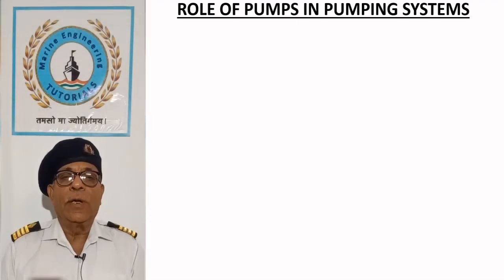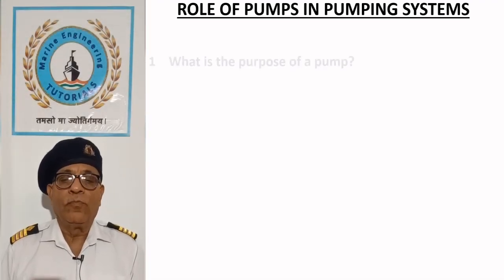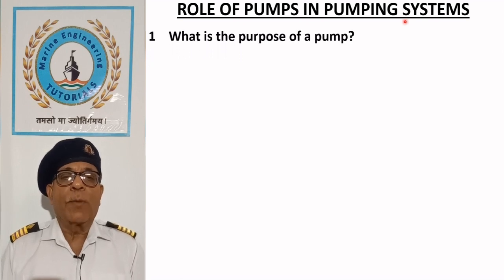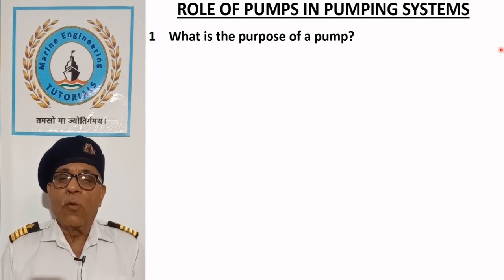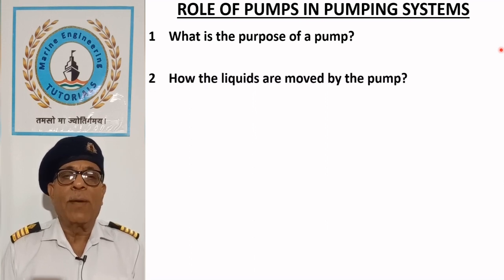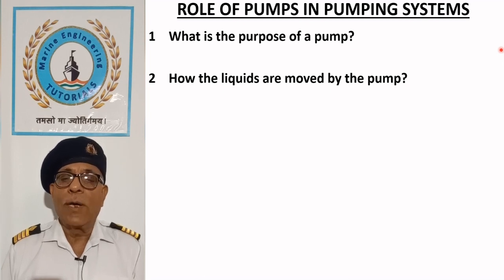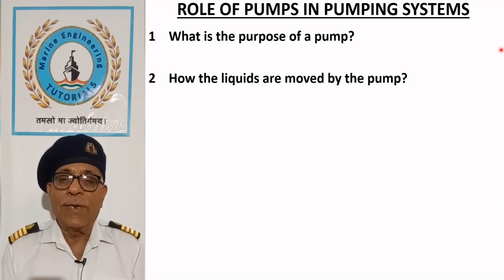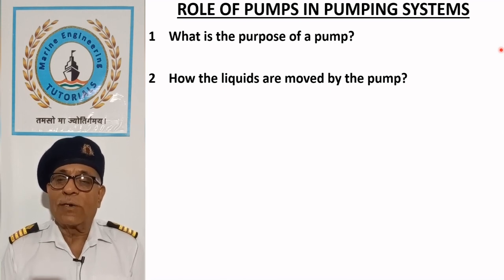Role of pumps in pumping systems. What is the purpose of a pump? For the operation of a ship, various liquids are required to be circulated through different systems. The job of movement of these liquids is performed by pumps. How are the liquids moved by the pump? Pumps impart energy to the liquids being transferred by mechanical means using moving parts.